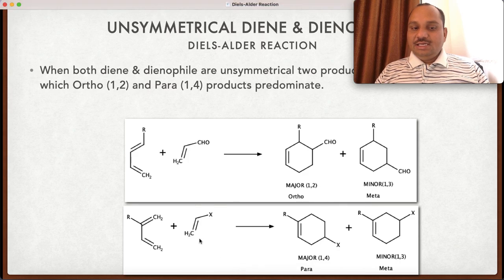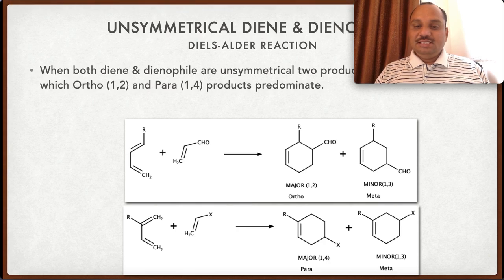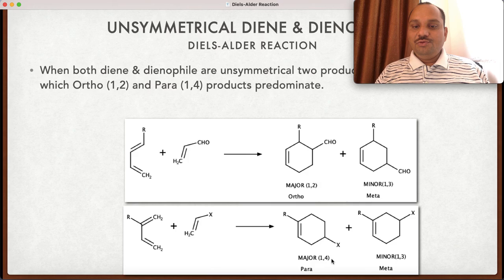Okay. Let us see another example of a conjugated diene. In this conjugated diene, there is a substitution at carbon number 2 and the dienophile is also substituted. There is the possibility of the formation of two products, that is the 1,4 product, the para product, and the 1,3 product, the meta product. In this case, the 1,4, that is the para product, is in major quantity, while the 1,3, that is the meta product, is in minor quantity.